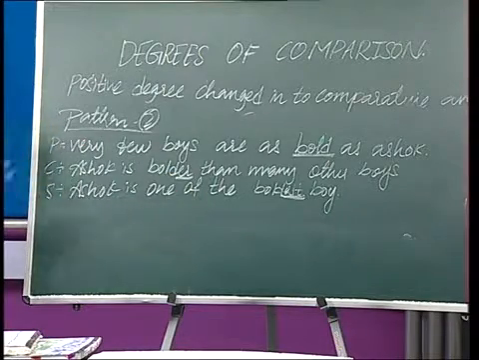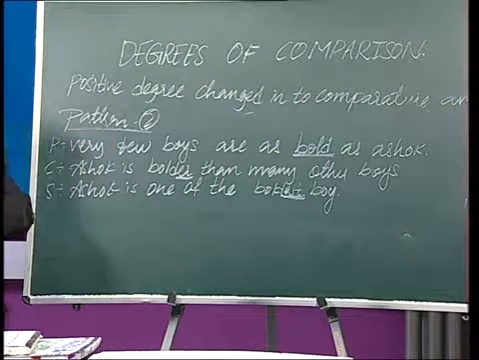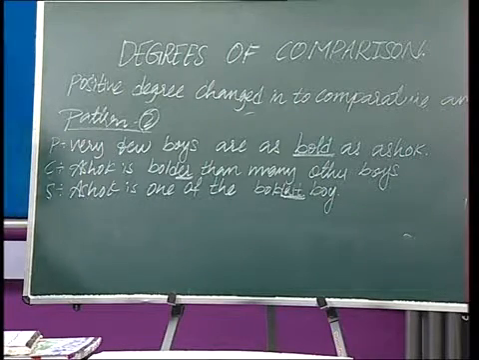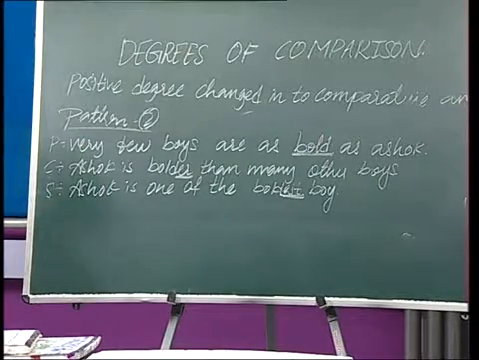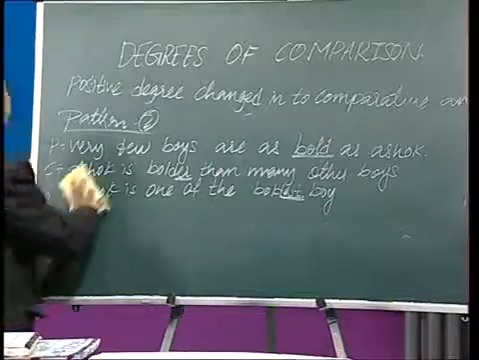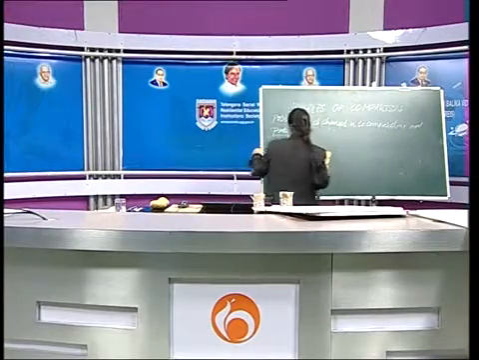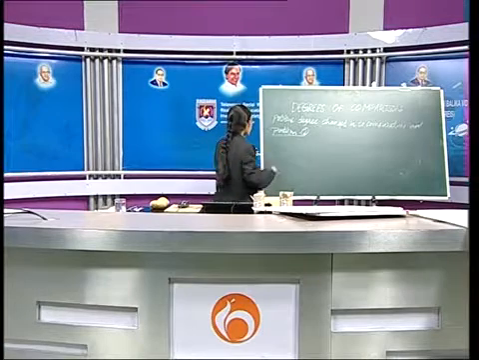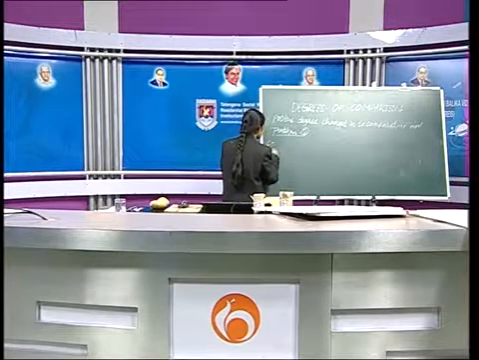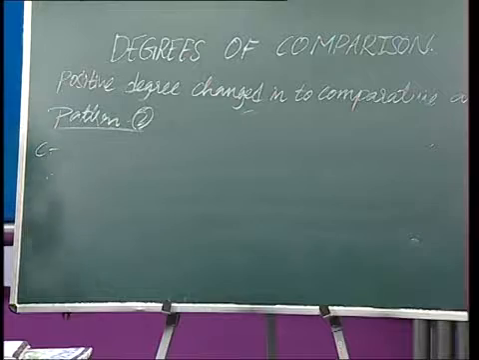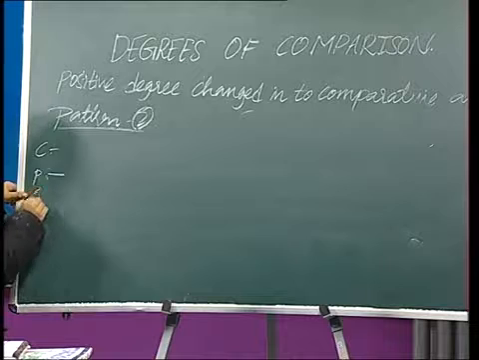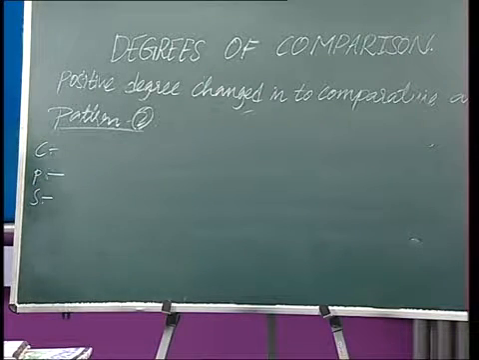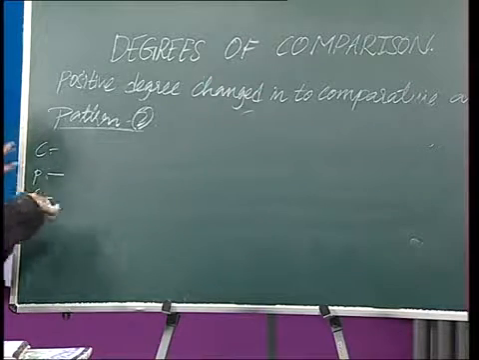So while remembering these three things, we can know that this is a positive form, this is a comparative form, and this is a superlative form. So friends, let us discuss another one. When in pattern 2 the sentence is given in comparative form, let us change that into positive and superlative. Comparative. What is comparative? We are comparing two things, but in pattern 2 let us discuss that.